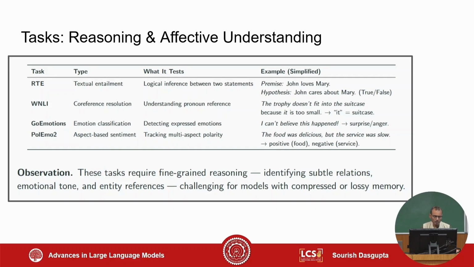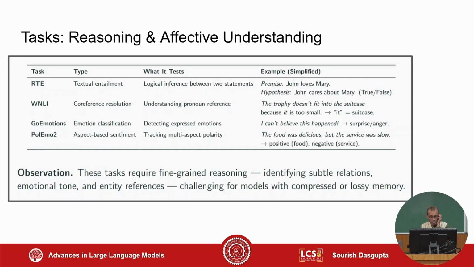Then there was the natural language inferencing test, the wiki-based natural language inferencing test, and it basically tests a certain coreference resolution challenge, understanding whether the pronoun reference is correct or not. As an example, if there was a sentence like the trophy doesn't fit into the suitcase, and then there is a follow-up clause, because it is too small, then it should be able to detect that "it" actually refers to the suitcase. So whether that happens or not. That's the second task.